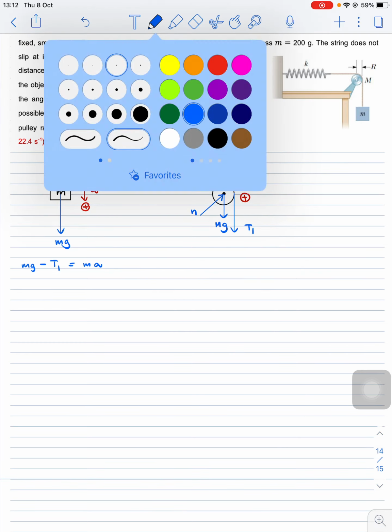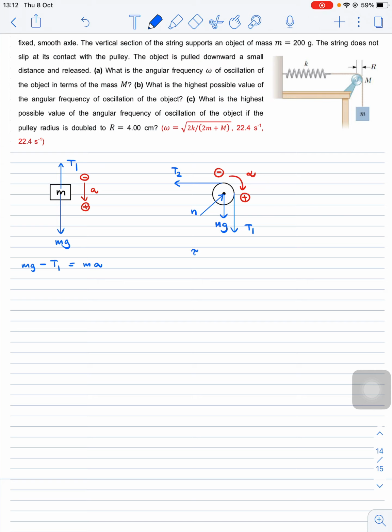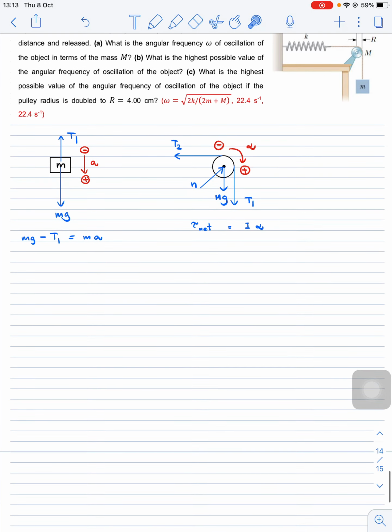Okay, then from the equation, let torque equal I times alpha. The normal force and mg do not contribute to the torque, because both of them just pass through the pivot, right? The ones that contribute to the torque are T1 and T2. You can see that T1 will contribute to torque in the clockwise direction, so it must be positive.